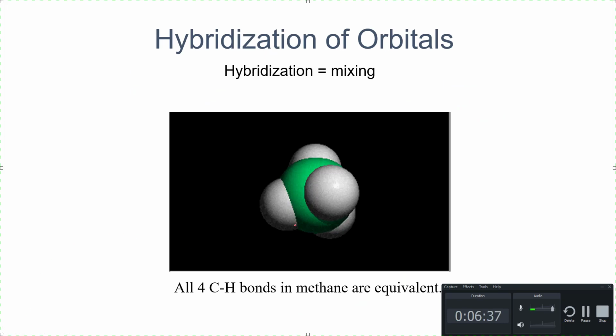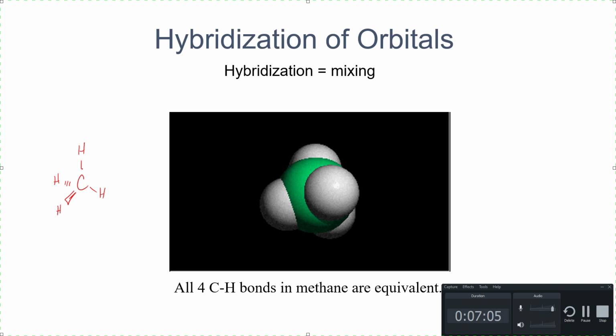So what we're going to do is talk about how carbon can form different hybrid orbitals. We're going to talk about this first with methane. Methane is CH4. It has a carbon with 4 hydrogens attached to it. Those 4 hydrogens are in a tetrahedral geometry. That's what we get from the VSEPR theory.